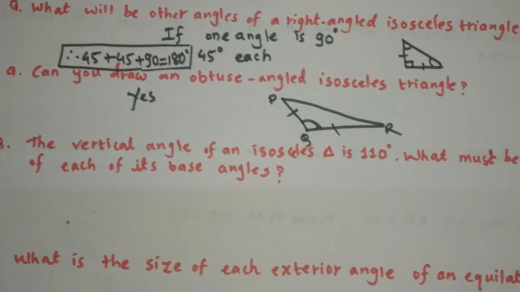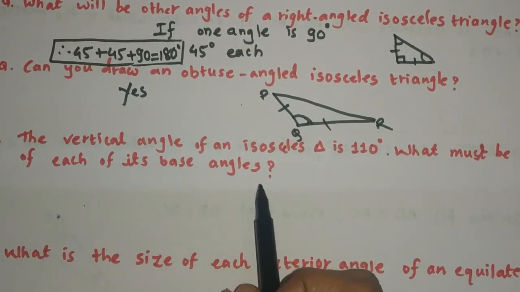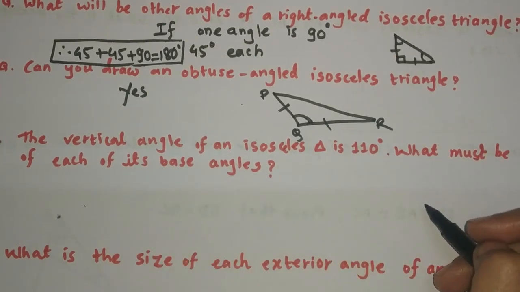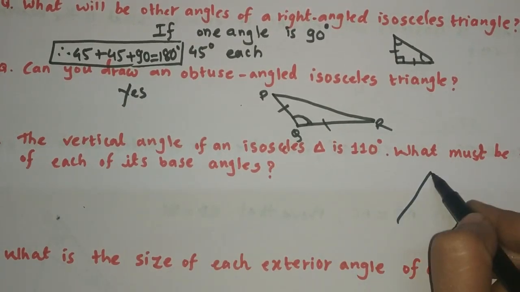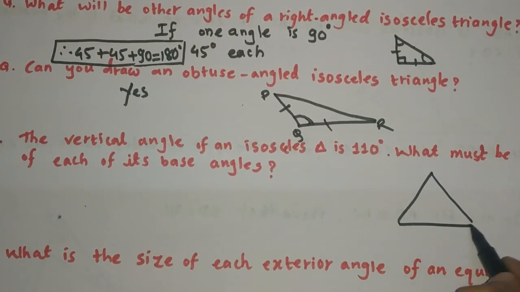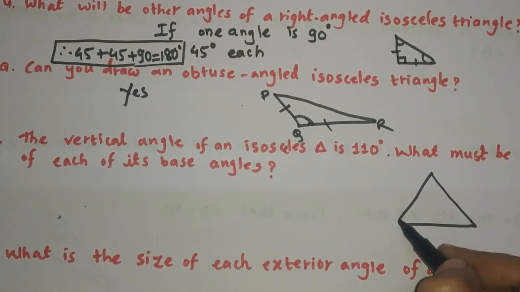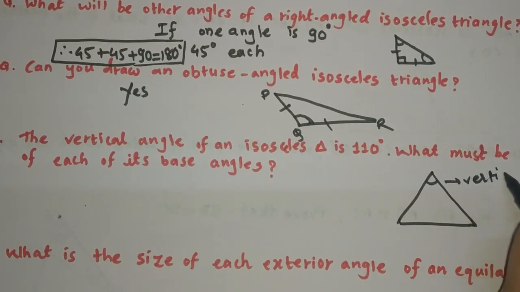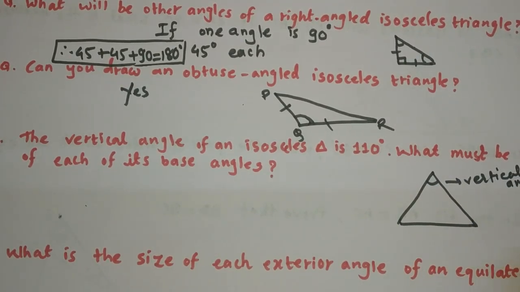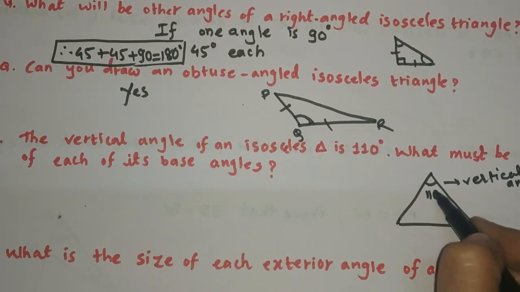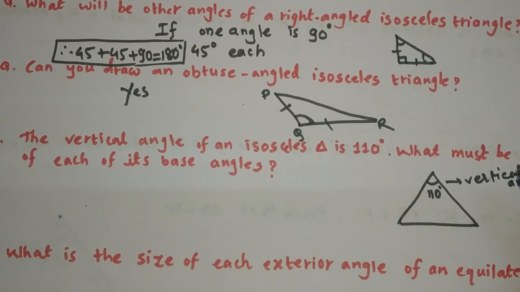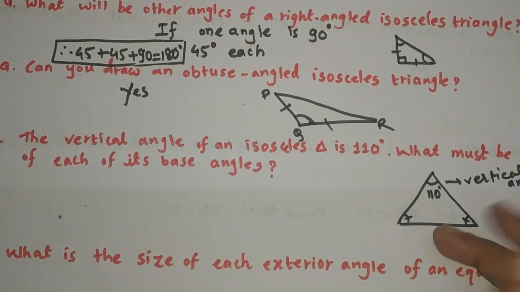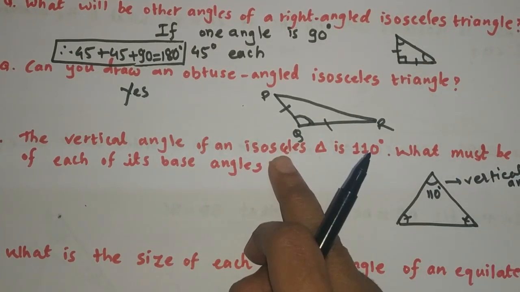The next question: the vertical angle of an isosceles triangle is 110 degrees. What will be the size of its base angle? You can draw the diagram to understand it. This is a triangle with the vertical angle given as 110 degrees. You have to find the base angles. The base angles are going to be equal because this is an isosceles triangle.